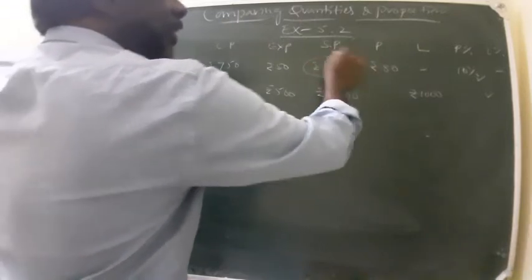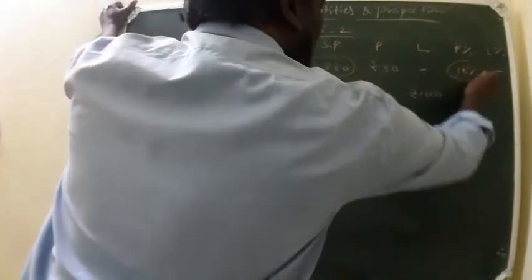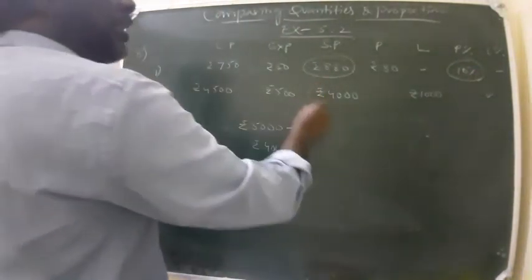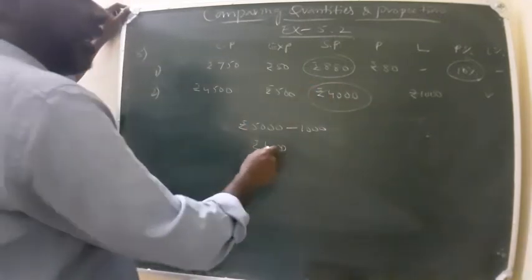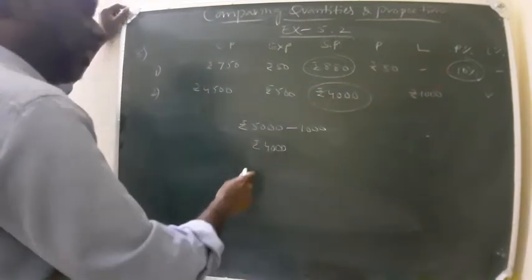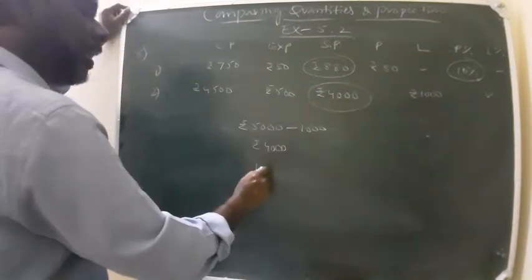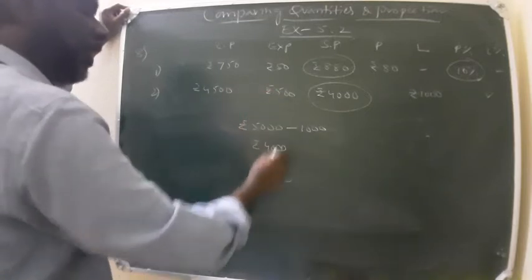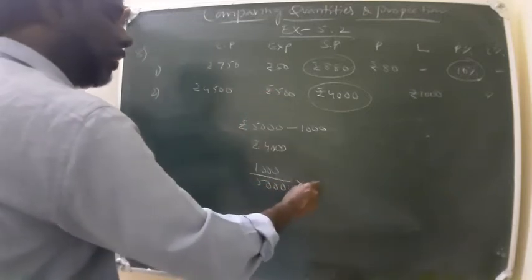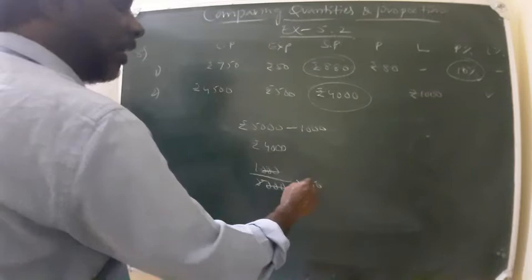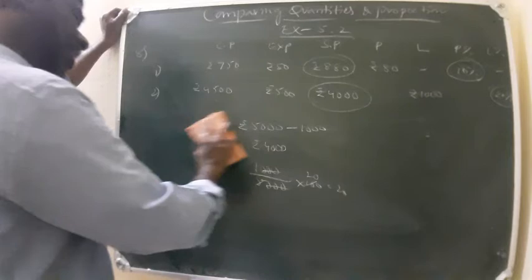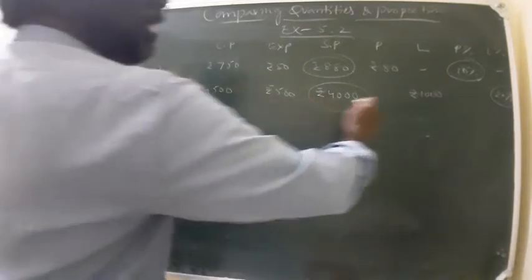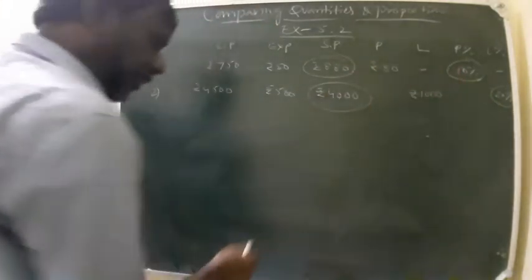So this one we find in this sum. After getting this SP, you have to find the loss percent. Loss percent means actual loss 1,000 by CP 5,000 into 100. Zeros cancel, 5 twos are 10, so 20%. So 20% is the loss percent. In this sum, these two we find.